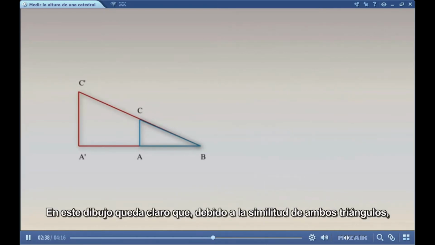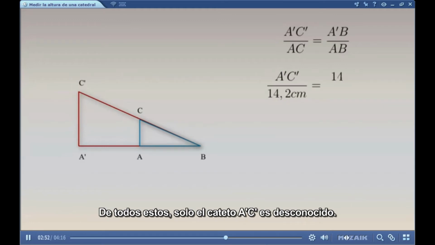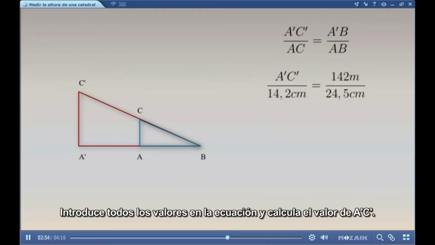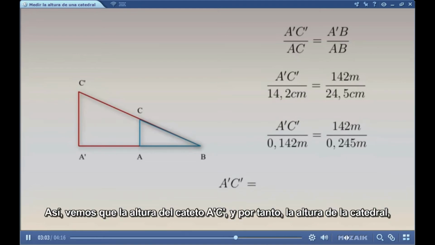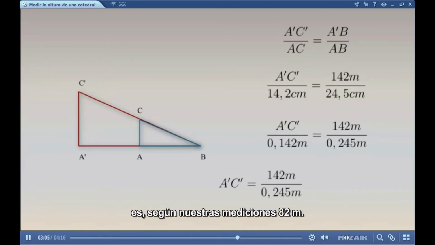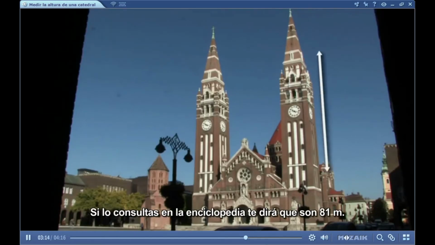It is clear in this picture that due to the similarity between the two triangles, the ratio of A'C' to AC is equal to the ratio of A'B to AB. Of all these, only leg A'C' is unknown. Enter all the known values into the equation and express A'C'. So the length of leg A'C', that is, the height of the cathedral is, according to our calculations, 82 meters. If you check, the encyclopedia says 81 meters for this cathedral.